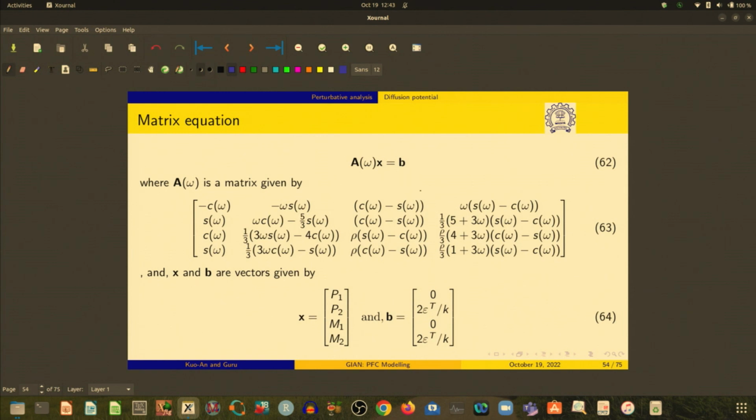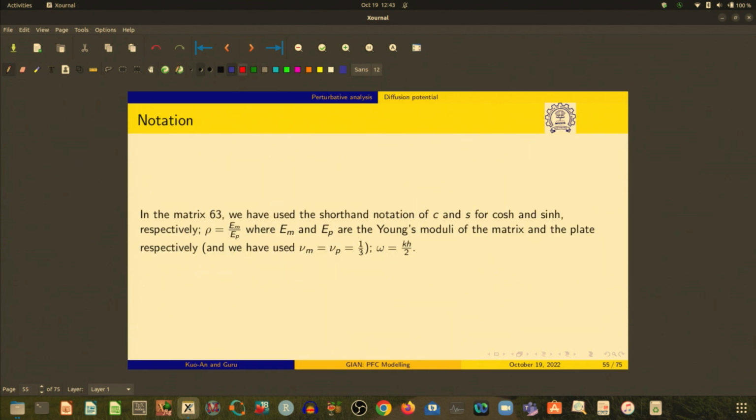When we do, you get a matrix equation A x equal to b, where A is this matrix and x is the unknowns P1, P2, M1, M2, b is basically this 0, 0, epsilon t by k, 0, epsilon t by k. Now, what are these c, s, omega, etc.? It is here. C is cos h and s is sin h, and rho is the ratio of the Young's modulus, and we have assumed the Poisson's ratio to be equal and equal to 1 by 3, and omega is nothing but kh by 2.